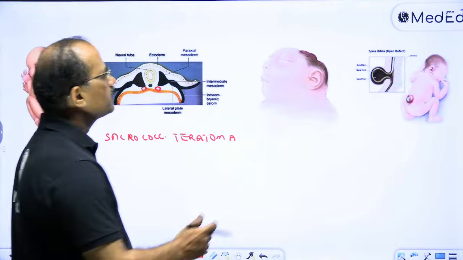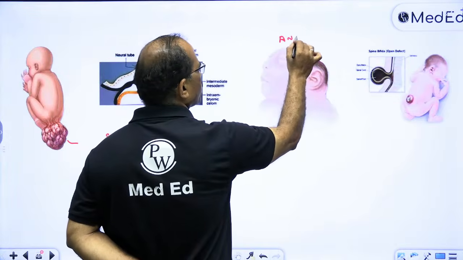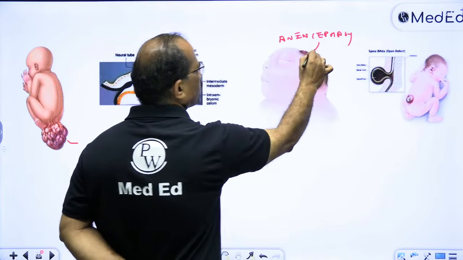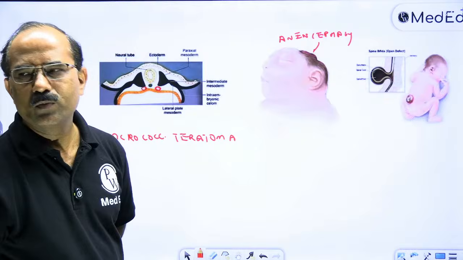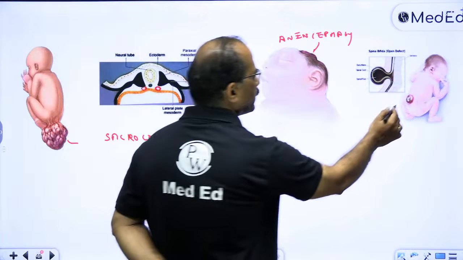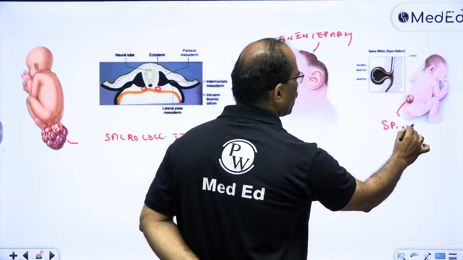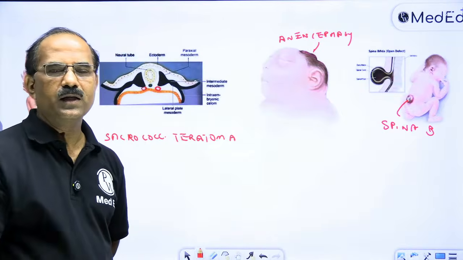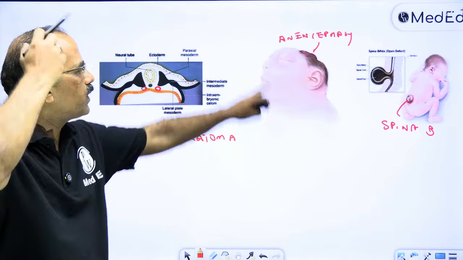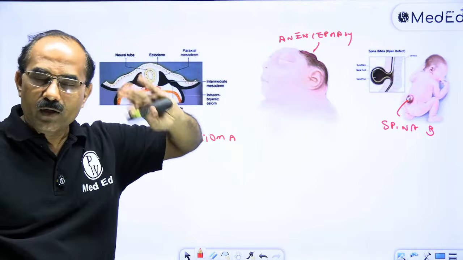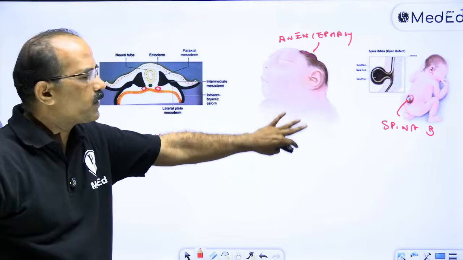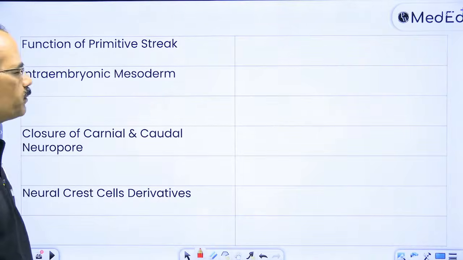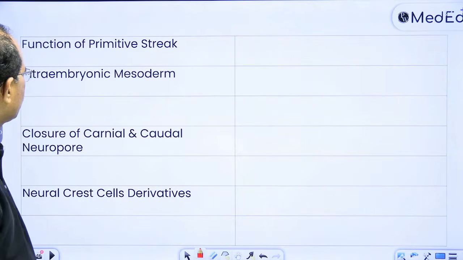What is this? This is anencephaly. That's failure of cranial neuropore to fuse. And this is spina bifida, failure of caudal neuropore to close. If the cranial neuropore does not close, anencephaly occurs. If the caudal neuropore does not close, spina bifida occurs. Function of primitive streak: formation of 3 germ layers.